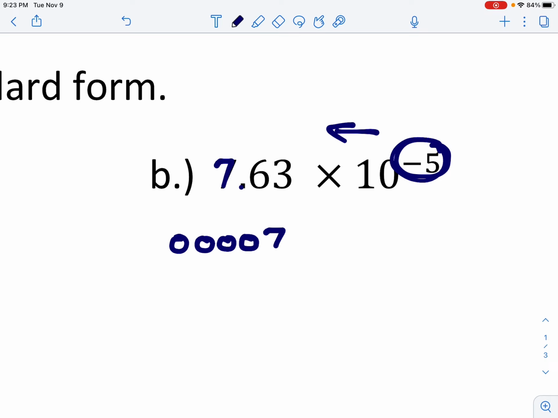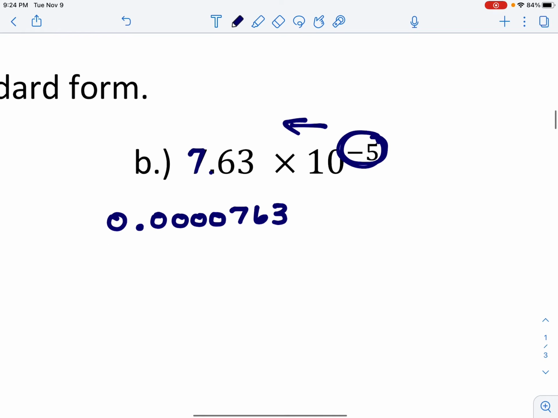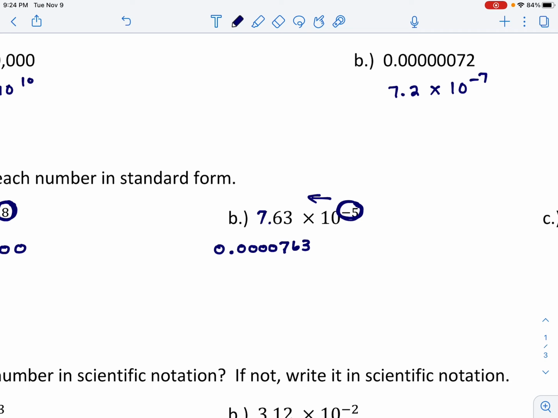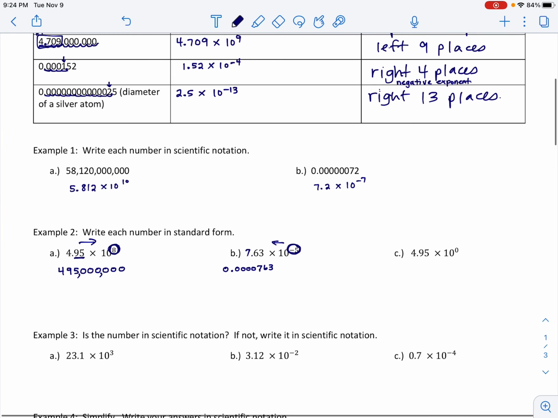7 is my 5th number. 6, 3. My decimal point is here. I can add a 0 in the front. So I have 4 zeros and then my 7. That's my 5 extra numbers that I added in, so they go in front of or before the 7. Hopefully this is making sense to you. And I know this is review, so it should be a little bit easier.